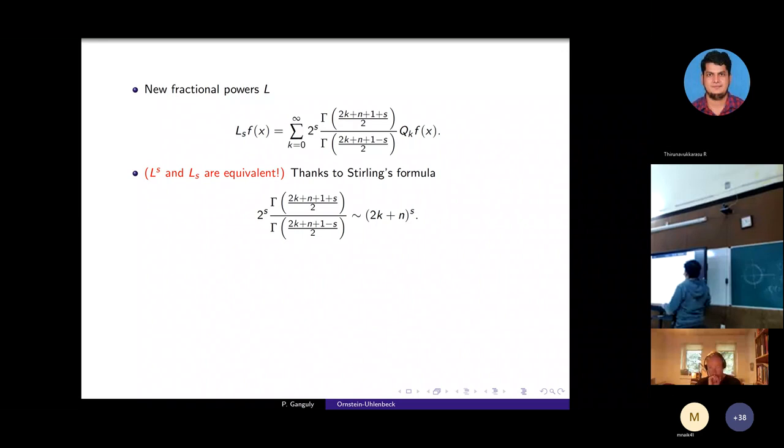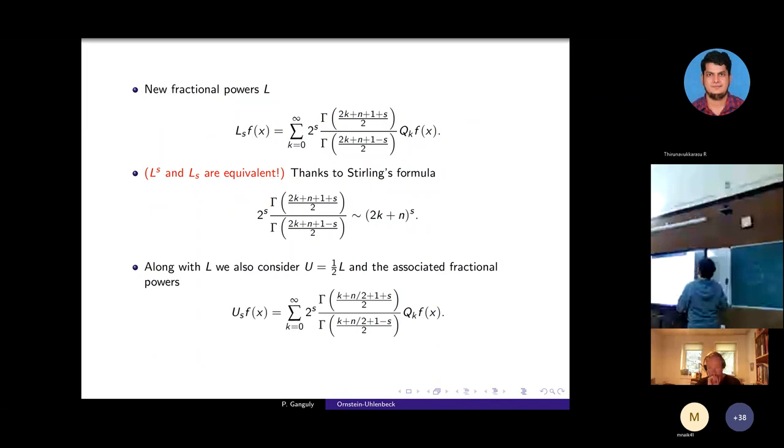Also, along with L, we will also consider another operator, half L. This is absolutely harmless because U sub S and L sub S have norms which are comparable. So this is just to make some calculations nice. Okay, so I'll just go to our approach, or the overview of the talk.